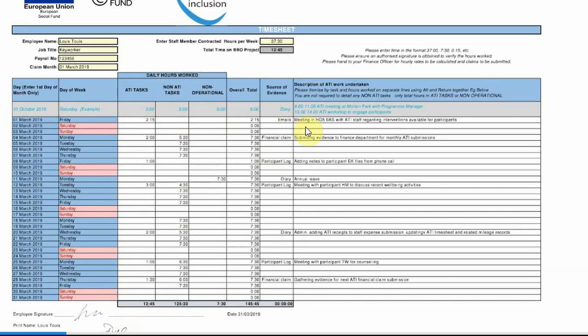ATI tasks must have clear, concise descriptions. Non-ATI tasks do not have to have any descriptions whatsoever. They must also be signed with a printed name by the employee and by an authorising person.